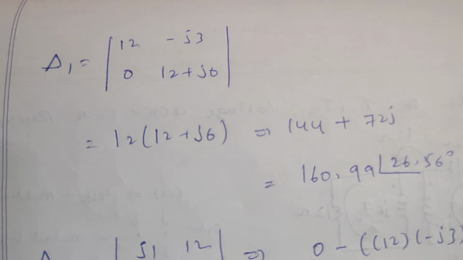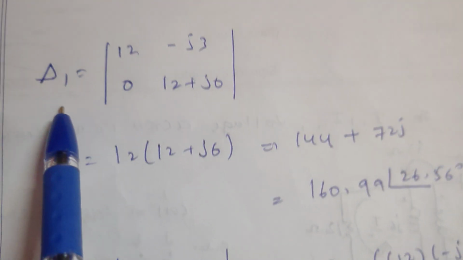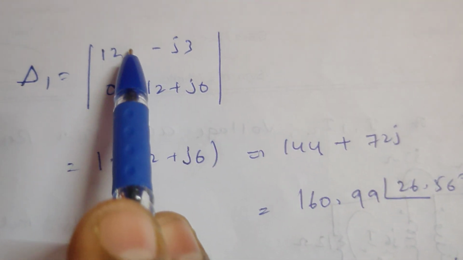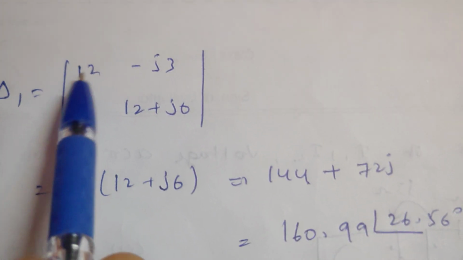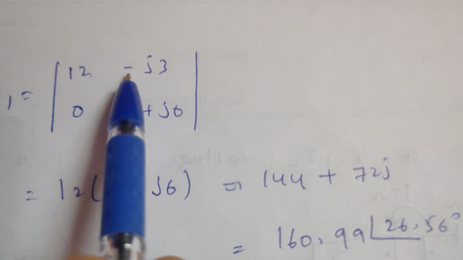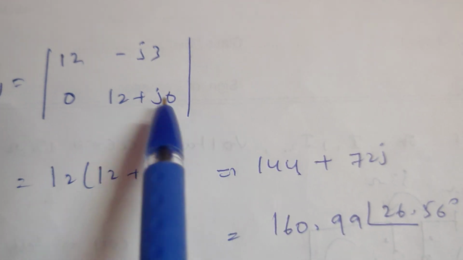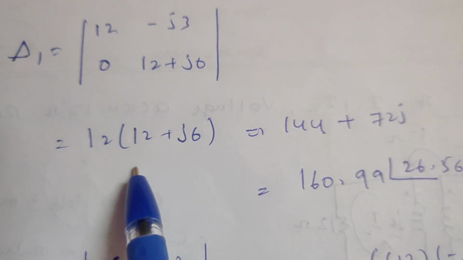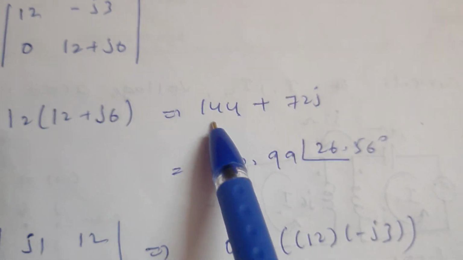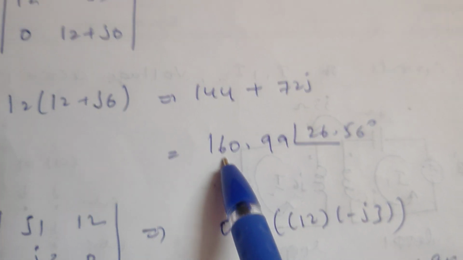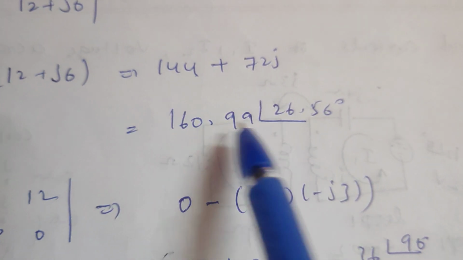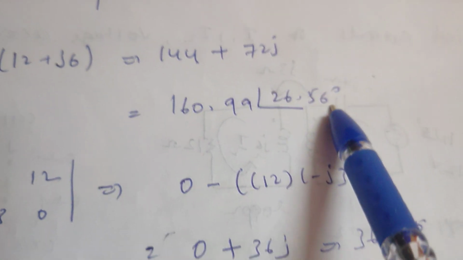Similarly, find the del 1 value. Del 1 is simply replacing the first column with your voltages, 12 and 0, and keeping the second column as it is, minus j3 and 12 plus j6. By simplifying it, I am getting the del 1 value as 144 plus 72j. Changing it to polar form, you will get 160.99 at an angle of 26.56 degrees.